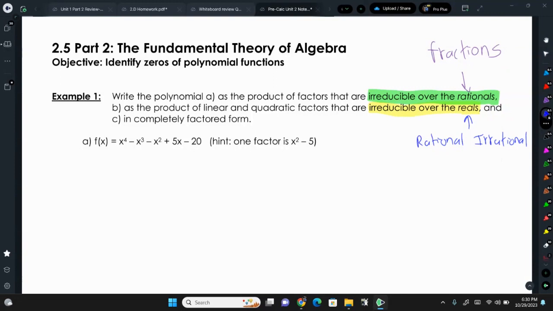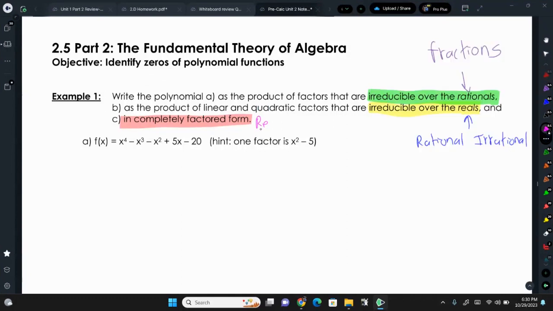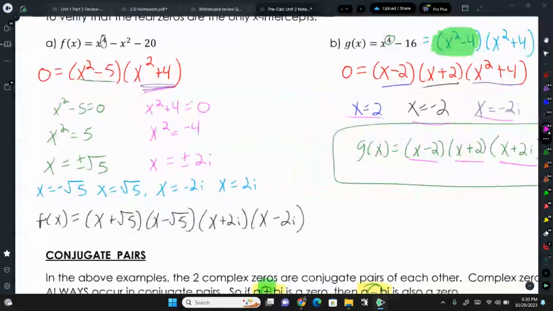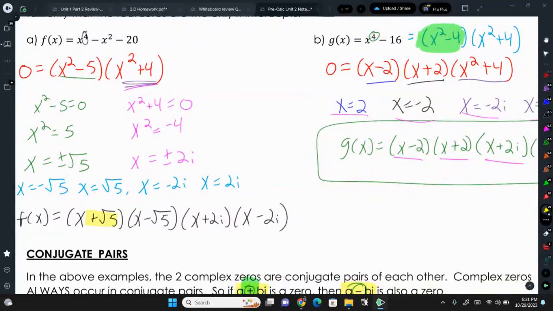And then if we talk about completely factored form, okay, completely factored form, that's the real zeros and the complex zeros. Real and complex. So if we look up here at the stuff we did yesterday, how we have our linear factors right here, and some of our linear factors have a square root in them, those would be irrational zeros. And these that have imaginary or an i in it, those would be complex zeros.